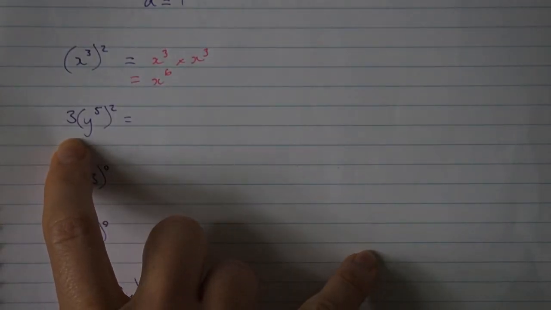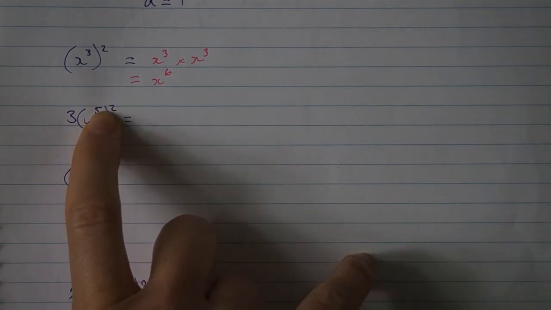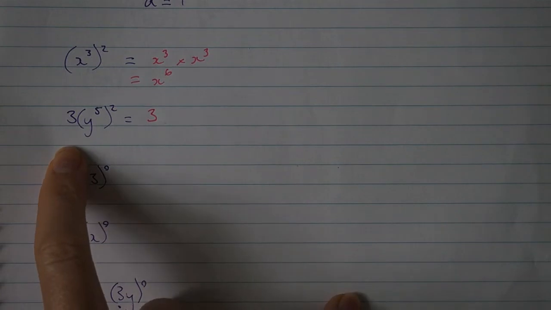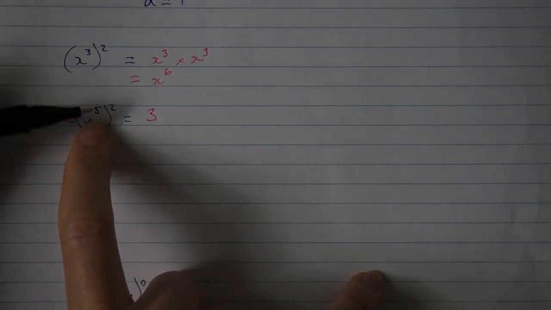Then I've got another example of 3 outside of y to the power of 5 squared. Now, here's where you need to be careful because our 3 has not been put to any power. What's being squared is simply just the y to the power of 5. So our 3 is actually going to stay as is because it's not getting put to any power. All right, and then we use our law of power of a power. 5 times 2 gives us 10. So we end up with 3y to the power of 10.